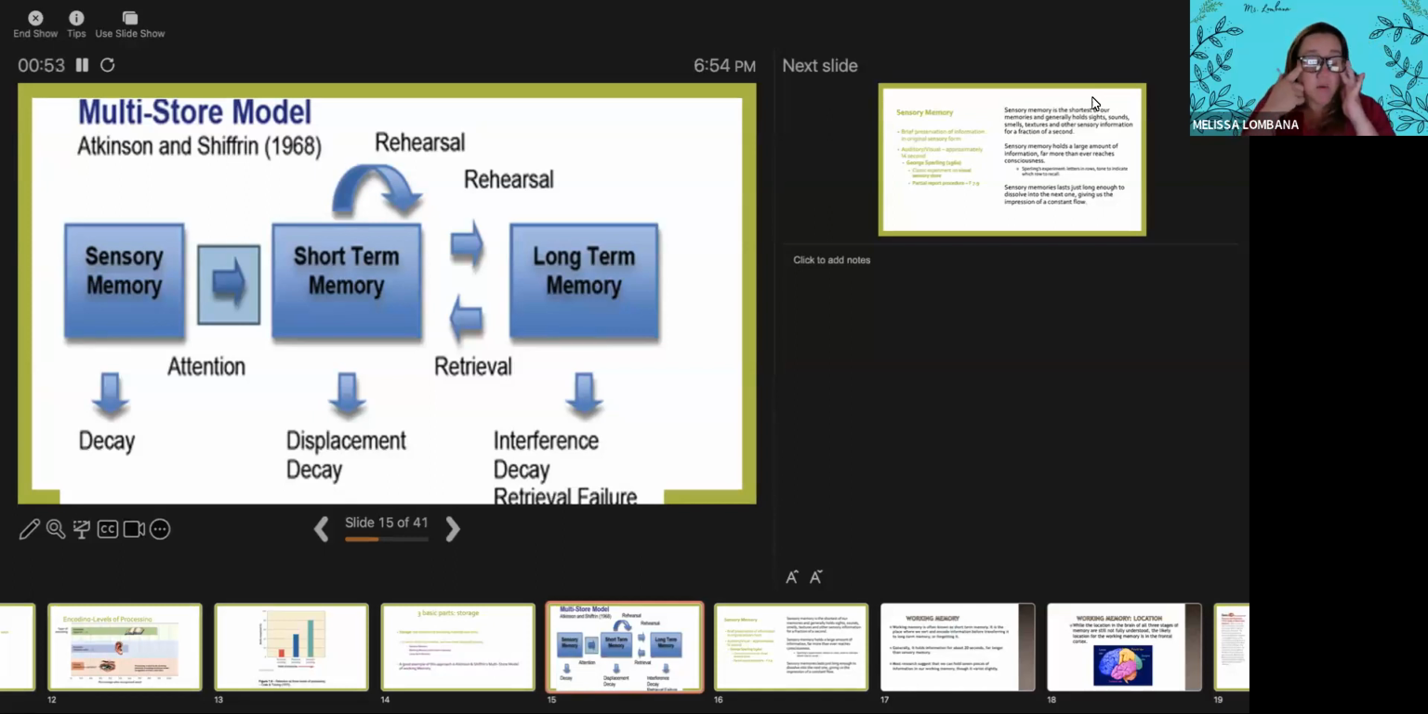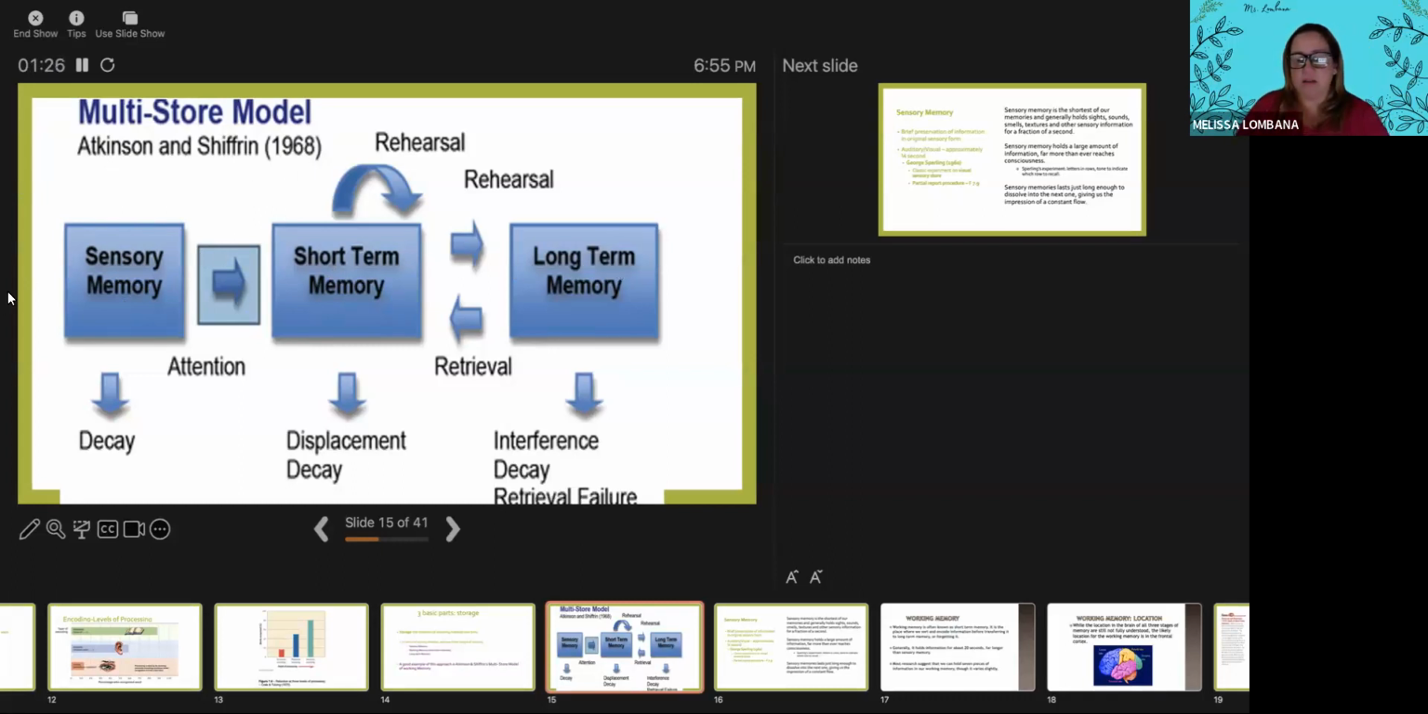Then the first subtopic: write multi-store model again, and you need to know those names, Atkinson and Shiffrin. If you want to put the date, you can: 1968. It's a good idea to make this model so you understand it. The model is broken down into three forms of memory: you have your sensory memory, your short-term memory, and then your long-term memory.